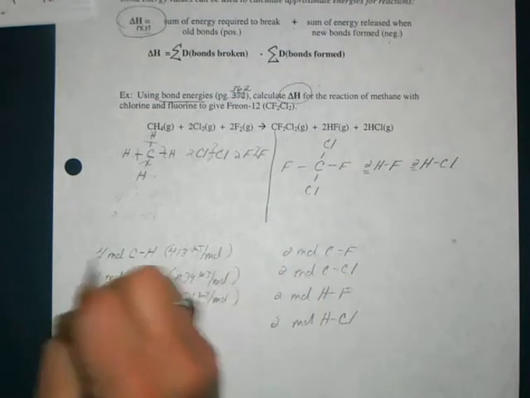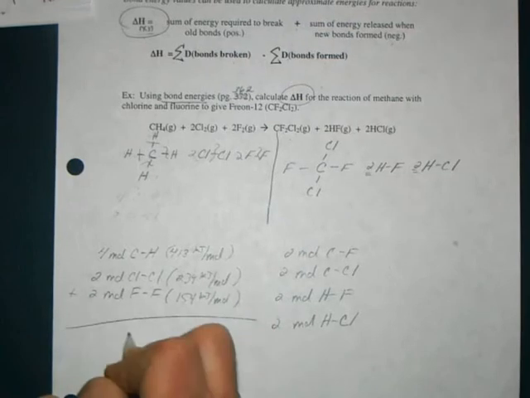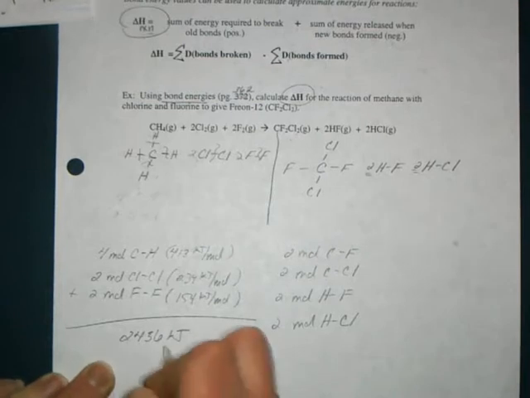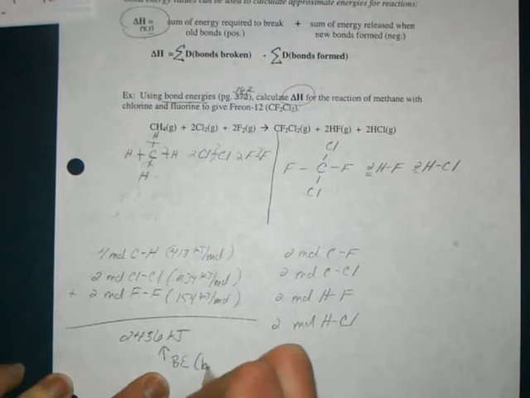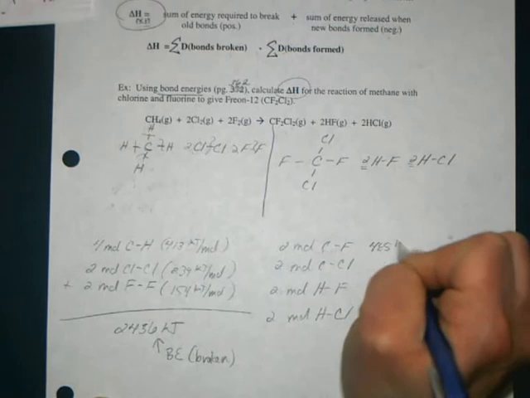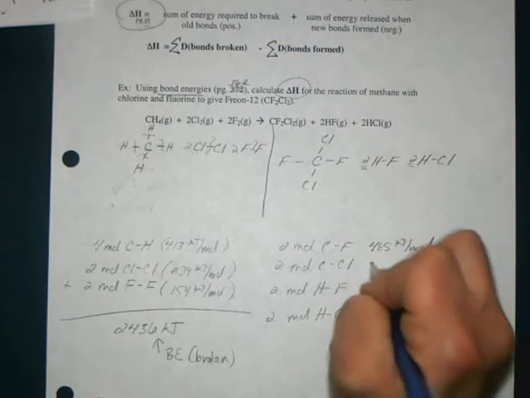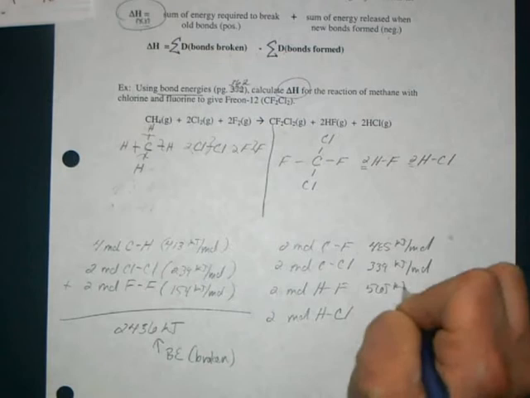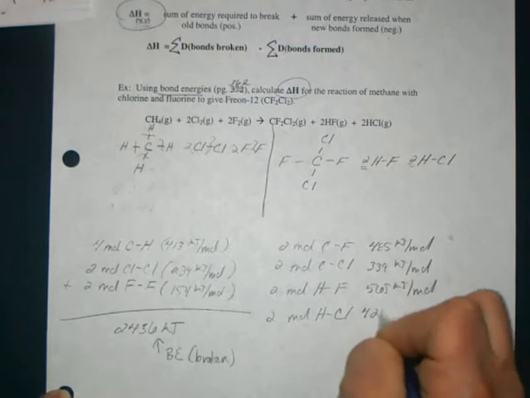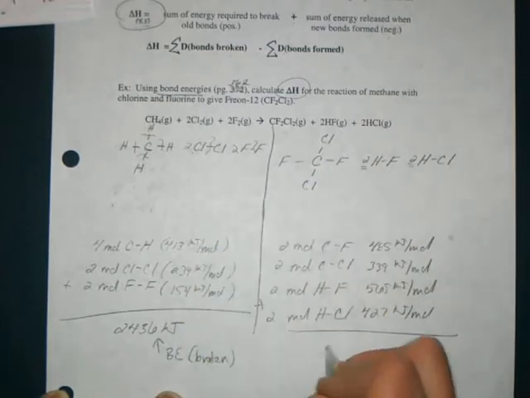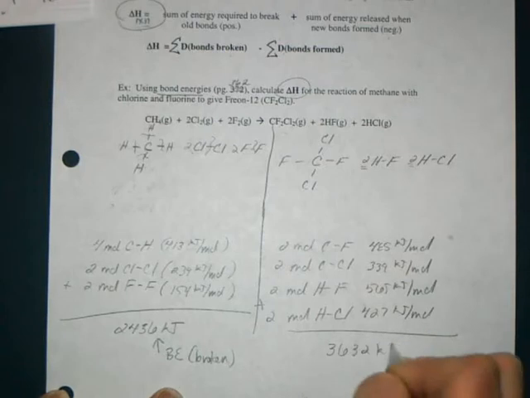When I do all of this and add them, then I get a total of 2436 kilojoules. This is from the bond energies of what must be invested for the broken bonds. Now the formed bonds. For the carbon-fluorine, 485 kilojoules per mole. Carbon-chlorine is 339. HF, 565. And HCl, 427. Doing all the multiplication and then adding these, again, these are the products, I receive 3632 kilojoules total.